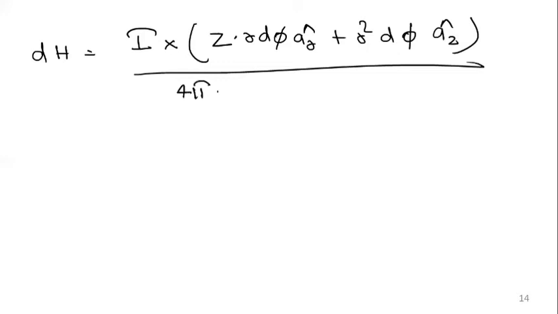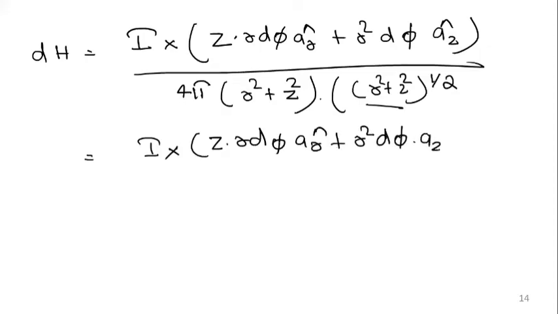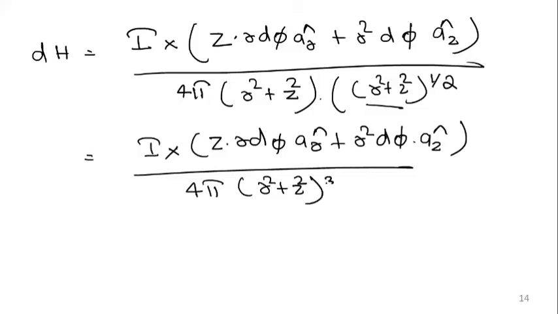And 4 pi into, so we have 4 pi, right? Now we have R12 the whole square. What is R12? R12 is root of R square plus Z square. So root of R square plus Z square, the whole square, will be R square plus Z square itself, into one more factor for the unit vector, that is R square plus Z square the whole raised to 1 by 2. So then it will be I into Z into R d phi into aR plus R square d phi aZ divided by 4 pi into R square plus Z square, the whole raised to 3 by 2.